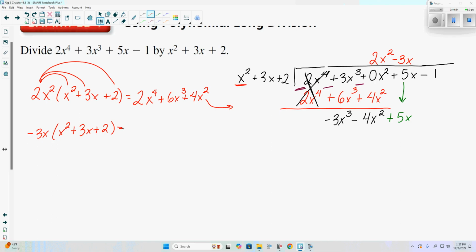At this point here, we're going to distribute through. So we'll say negative 3x times x squared. We still have the negative 3. x times x squared is x to the third. Negative 3x times 3x, negative 3 times 3 is going to be negative 9, and our x times x is x squared. And lastly, negative 3x times 2 is negative 6x.